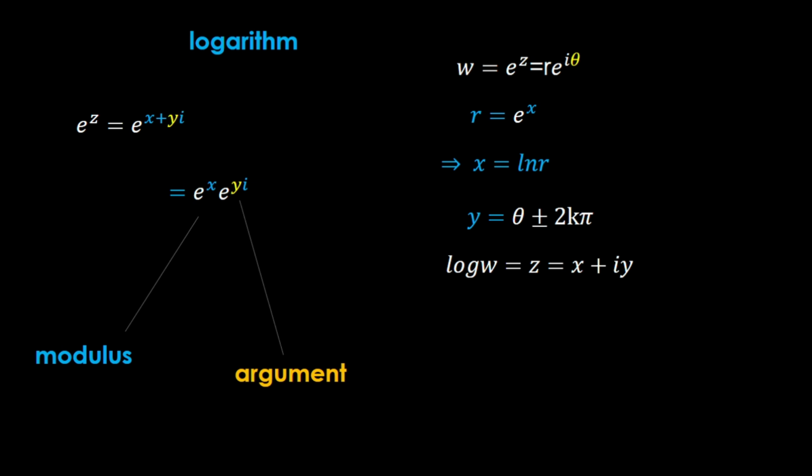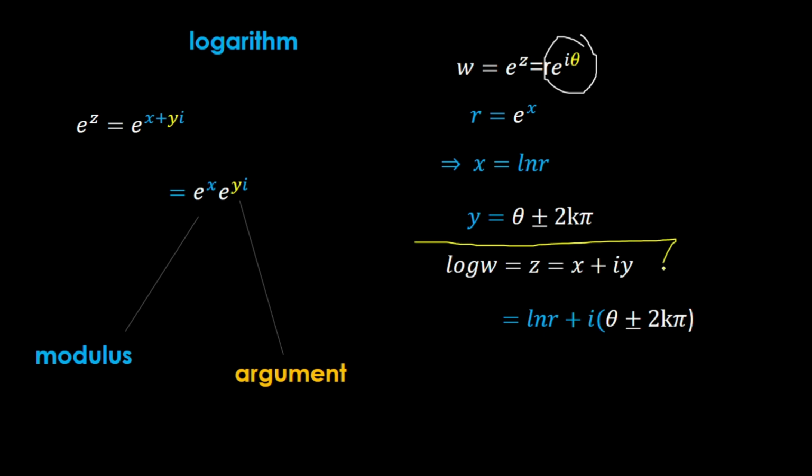Okay, z, that is, we just have to have here x plus iy, which will be equal to ln r, where our x is ln r, plus our y is what? i times theta plus 2k pi. Are you understanding why all this is happening? Okay, let's come back here.